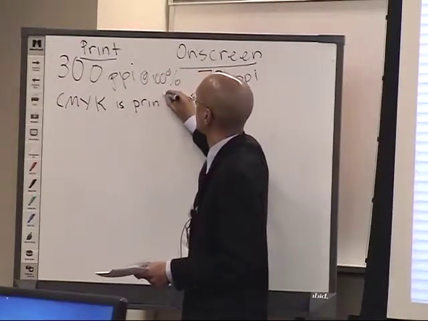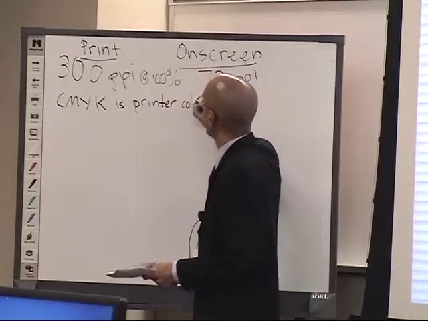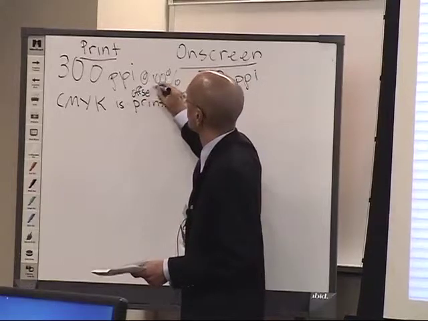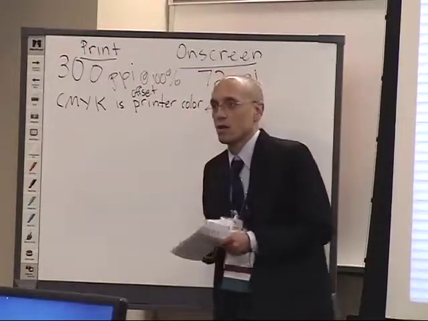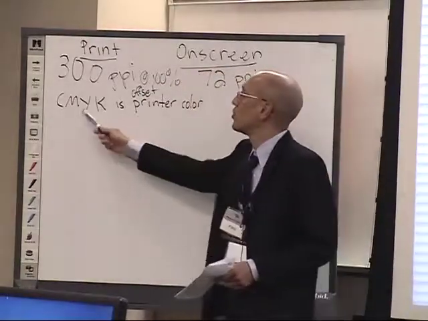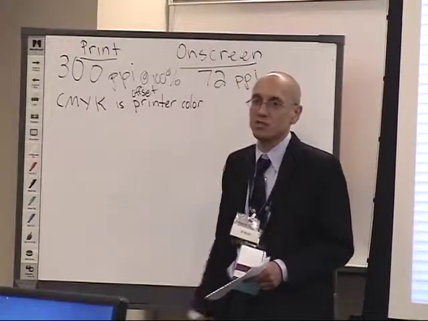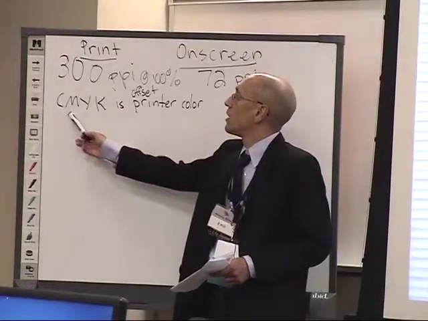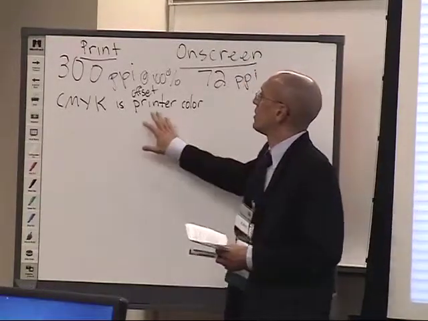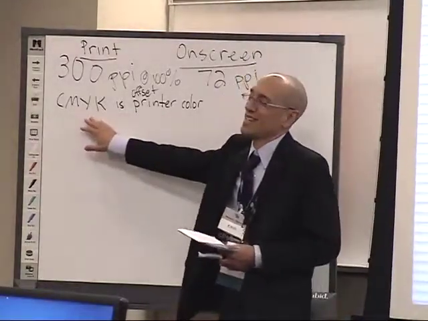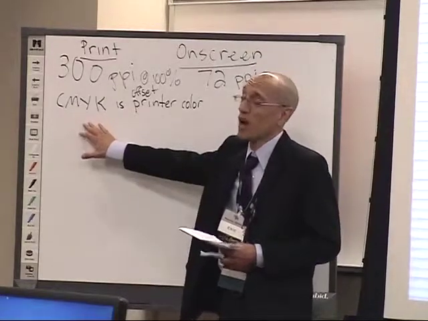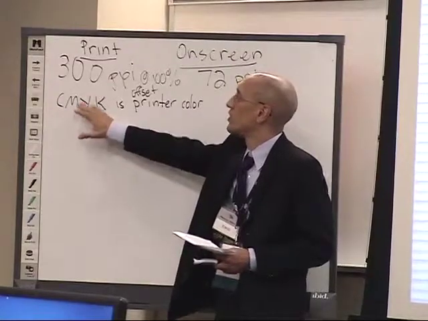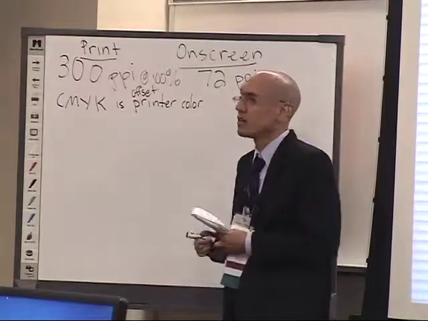This is printer color. What I mean by printer, I'm saying offset, professional. This is a book. They may require you to give them CMYK images. Like I said, they may require you to do it if you're going to be printing a book. So what you'll do is you'll convert your RGB.